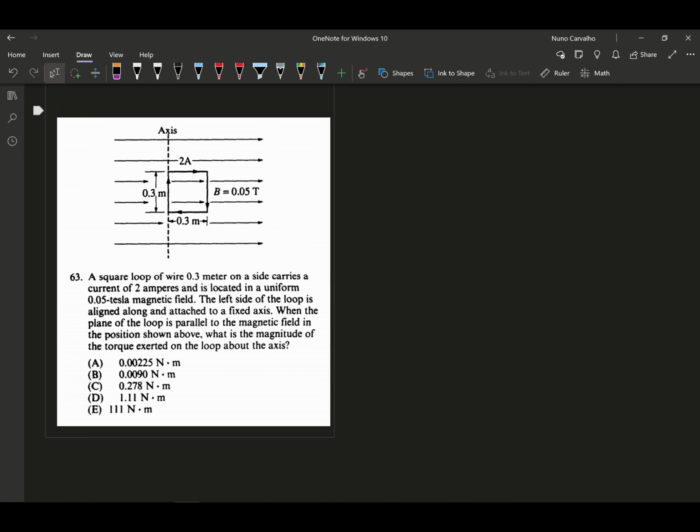And so this is bringing in a little bit of mechanics into the mix, but that's okay. So the magnitude of torque, well, keep in mind that torque, and you can look over to the mechanics side of your formula sheet for this one, is going to be r cross F, and really these are also vectors technically. And so we need to be thinking about the force that occurs on each side of this loop of wire.